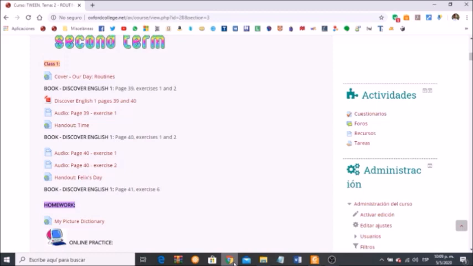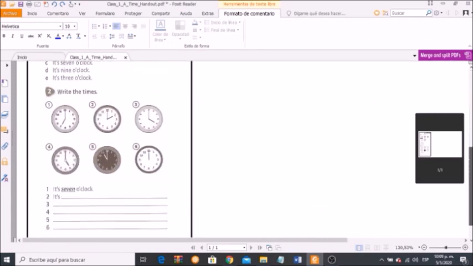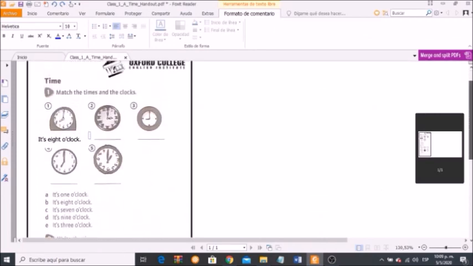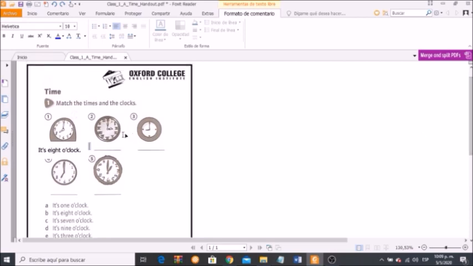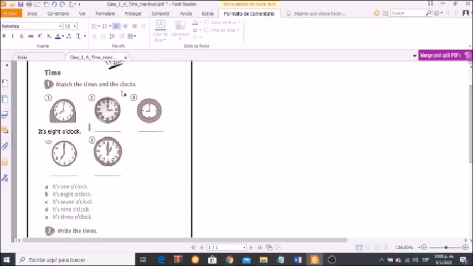Okay, now we're going to keep practicing telling the time, and we are going to work with the handout time. So this is the name of the handout, and we are going to start with exercise 1. It says, match the times and the clocks. So, here we have some clocks, and here we have the time written in words. Acá tenemos la hora expresada en palabra, y acá tenemos los relojes, las imágenes de los relojes. So, the first one, this is the example, it's 8 o'clock.